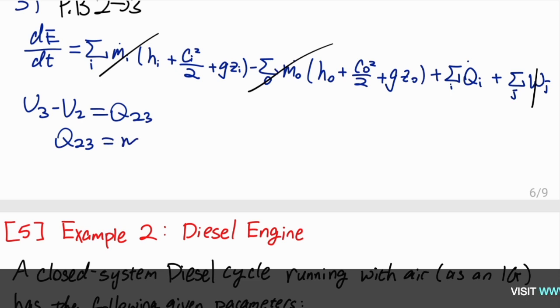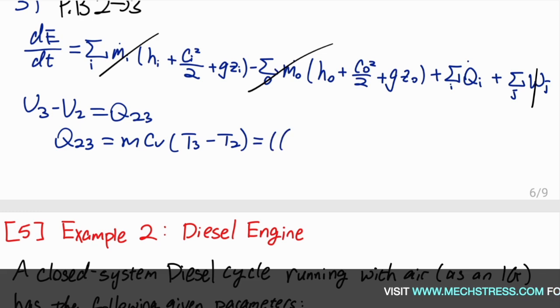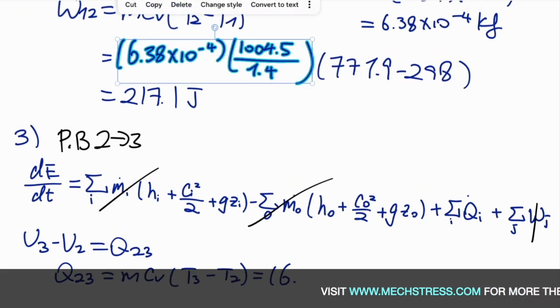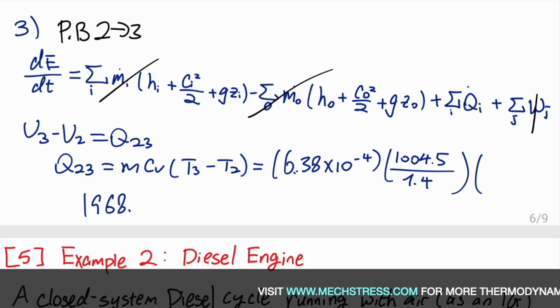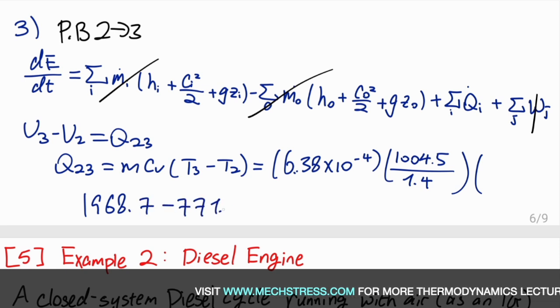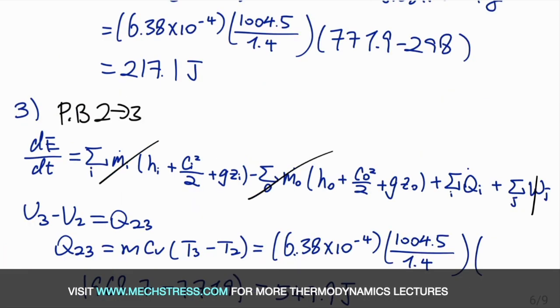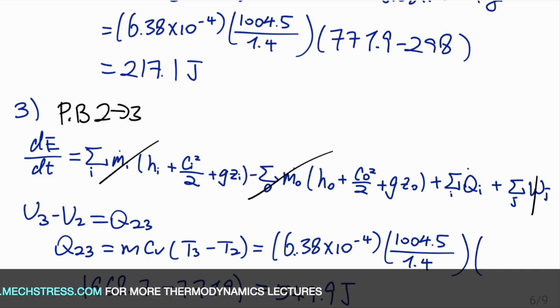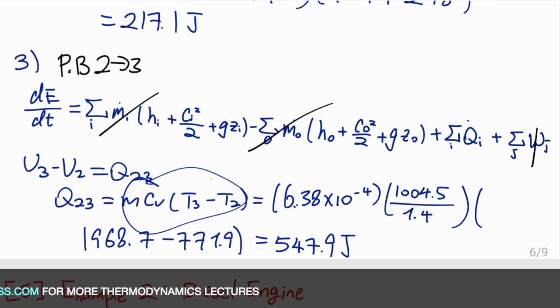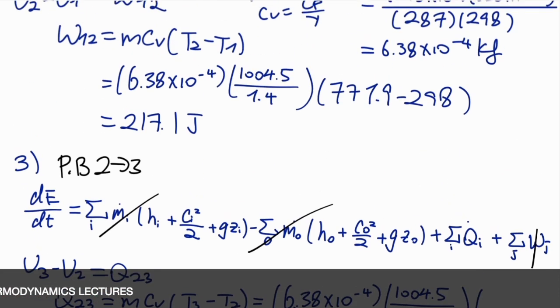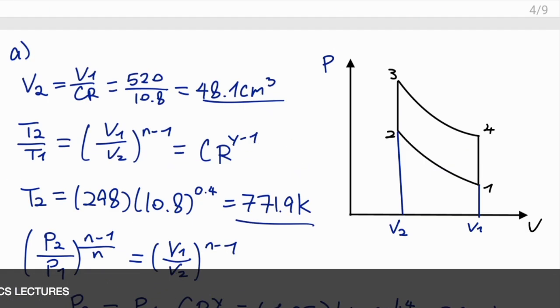Q23 itself is now going to equal m Cv times T3 minus T2. All of these numbers we were given above, so let's just copy this chunk over here, times 1968.7 minus 771.9. This is going to end up with 547.9 joules. That's all it really takes. Just don't forget that when I have a closed system, I always, very importantly, need to take my Cv dT, okay? Make sure you convert this to the U side and then take Cv dT. Yes, hope this really helped. I hope you guys are now comfortable solving with the Otto engine. If you are, you are more advanced than I was when I started off with thermodynamics.